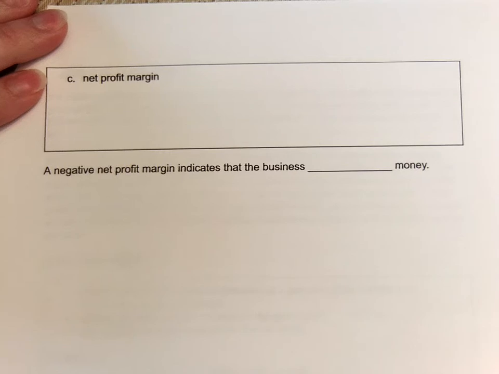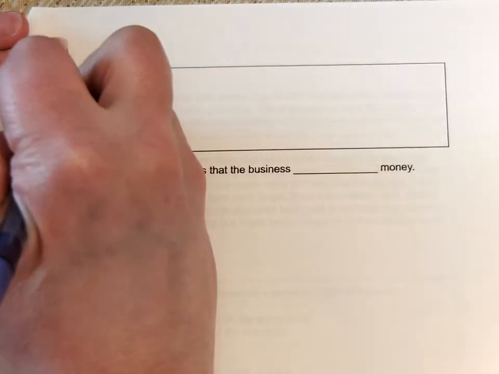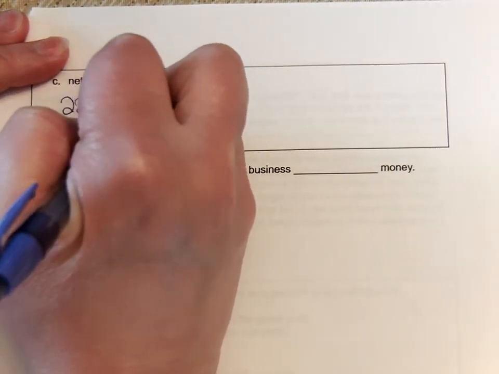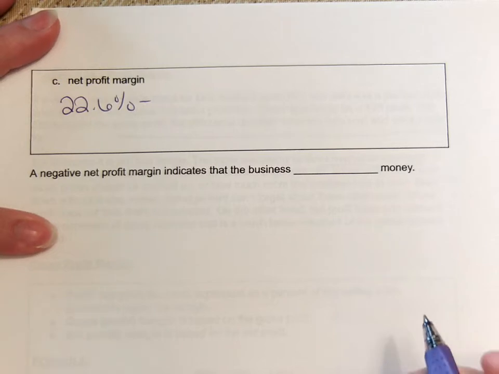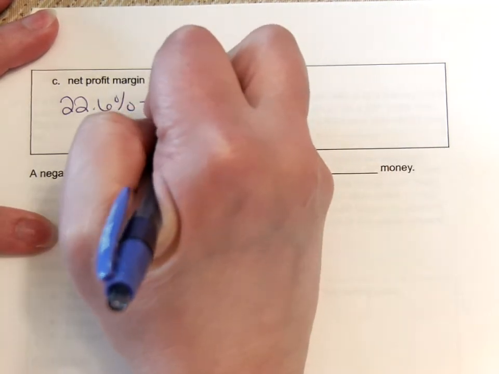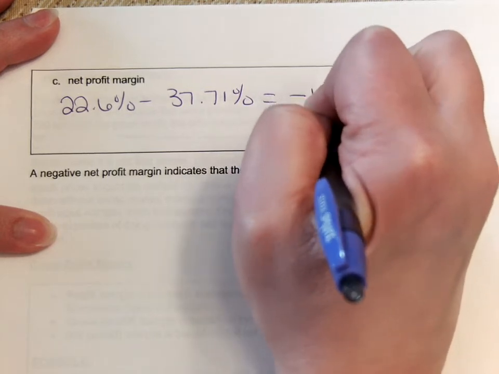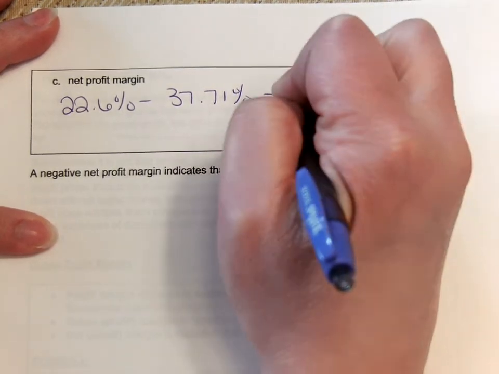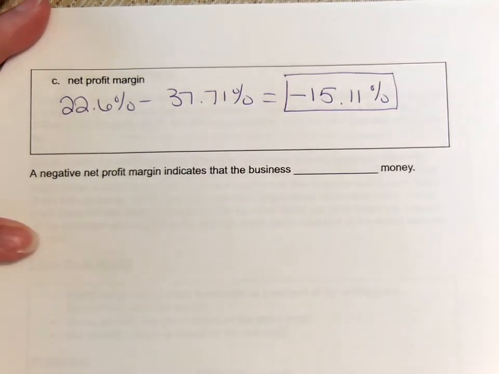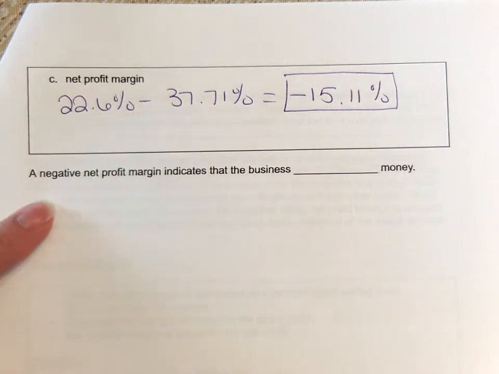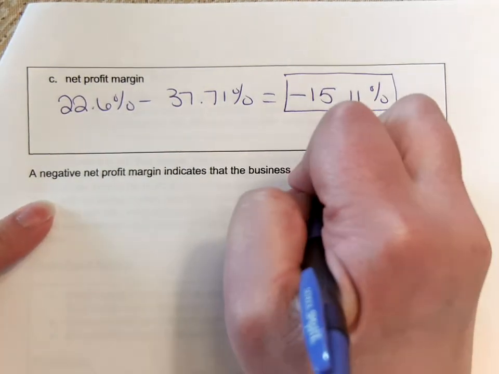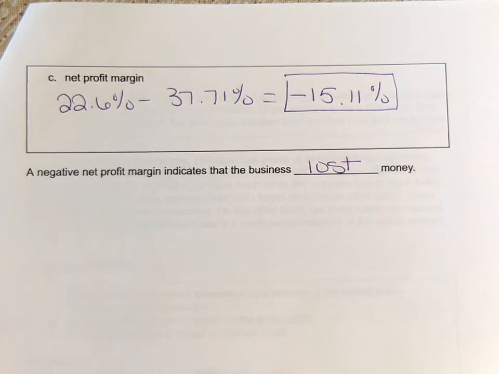So on the next page, to find our net profit margin, we're going to take our gross profit margin, the 22.6%, minus our expense percent, which was our 37.71%, and that gives us negative 15.1%. They didn't make enough money. So a negative net profit margin indicates that the business lost money. That is no bueno for this company.